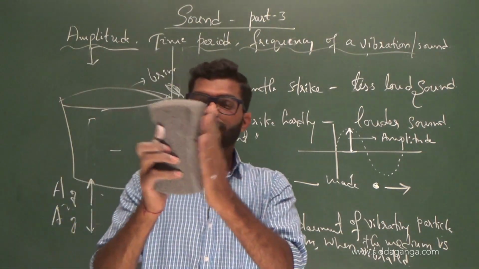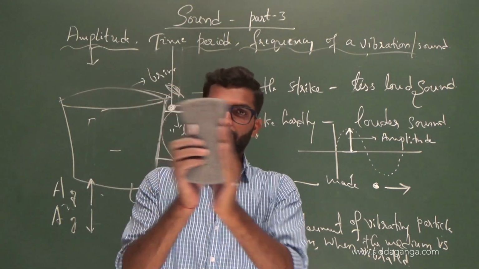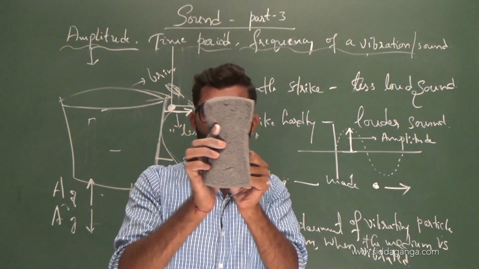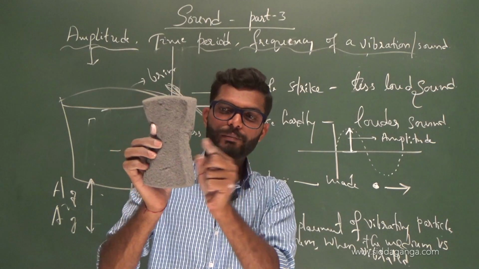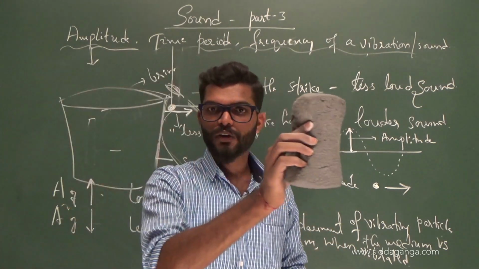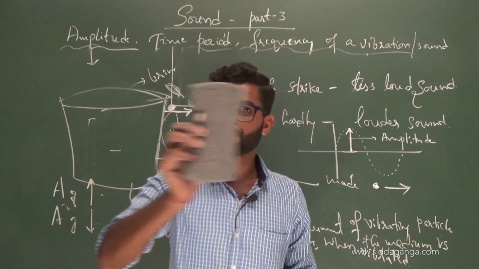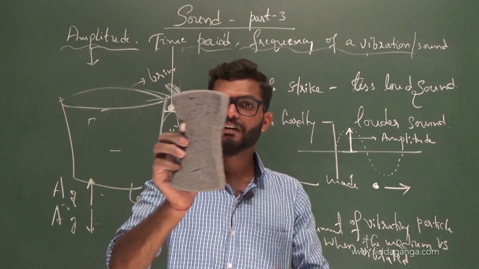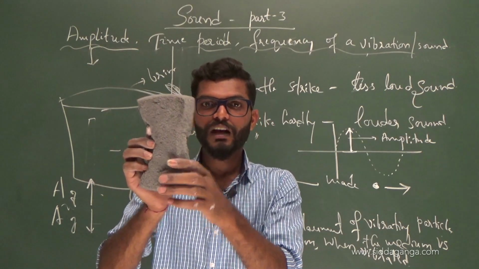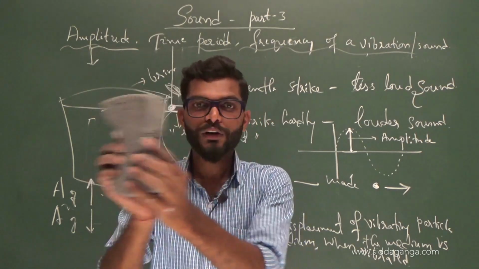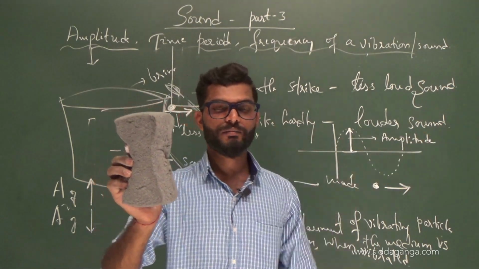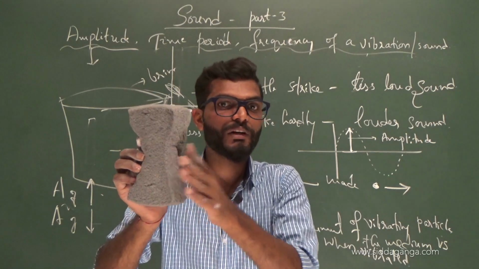Say this body is vibrating, it has its own amplitude. To what distance it vibrates, that gives the amplitude. The more the amplitude, that is the more the displacement it vibrates, that gives its amplitude. If the amplitude is more, the sound produced by it will be louder.